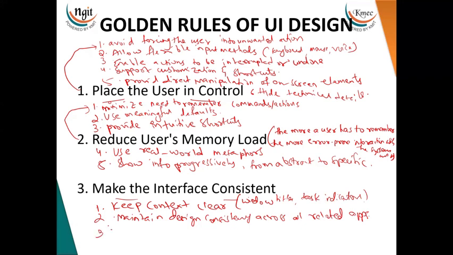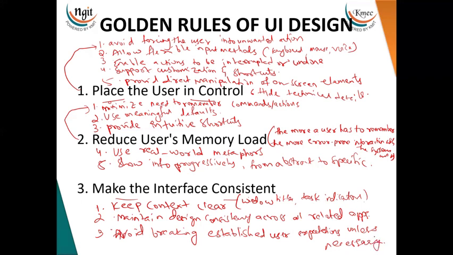The third point is if past interactive models have created user expectations, do not make changes unless there is a compelling reason to do so. Once a particular interactive sequence has become a de facto standard, the application continues this expectation in every part of its functionality. So we have to avoid breaking the established user expectation unless necessary. That is what make the interface consistent speaks about, these three things.